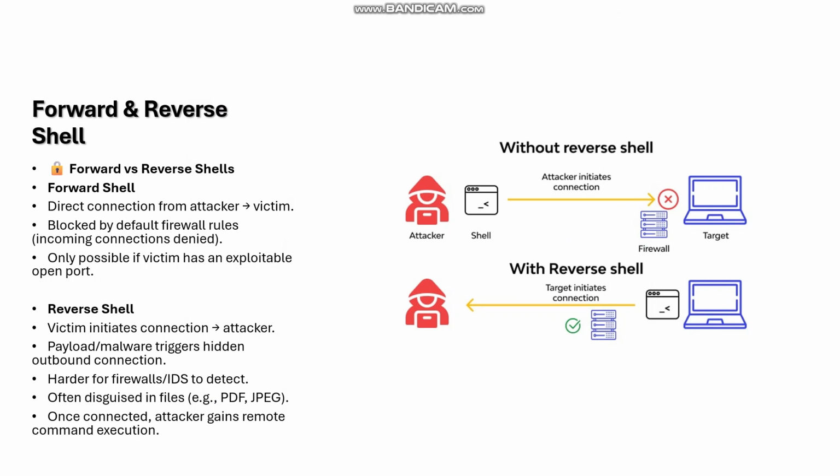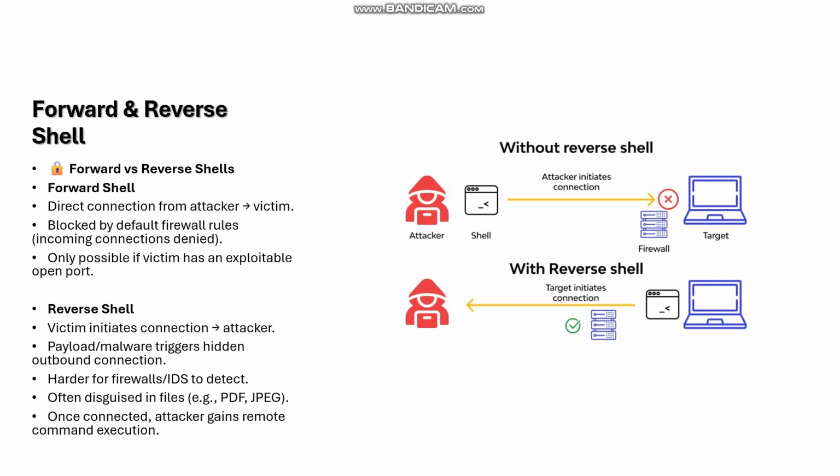Through malware, payload. Because it is the payload that triggers a hidden outbound connection. So the firewall is configured in such a way that anything going out can go out, but it blocks anything coming in that is suspicious. Okay?